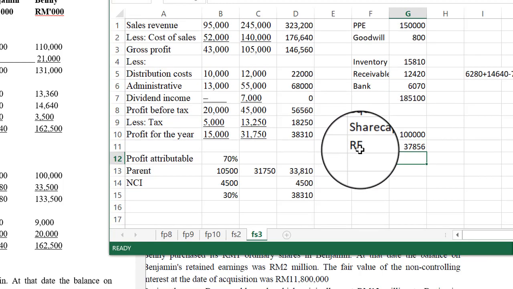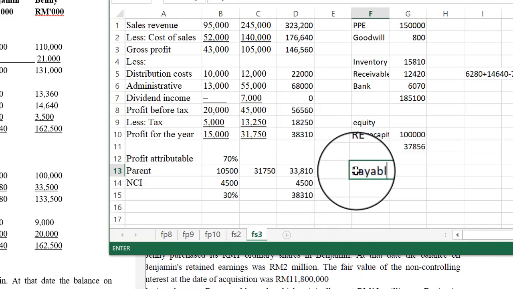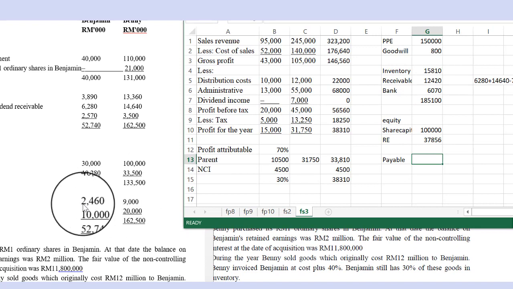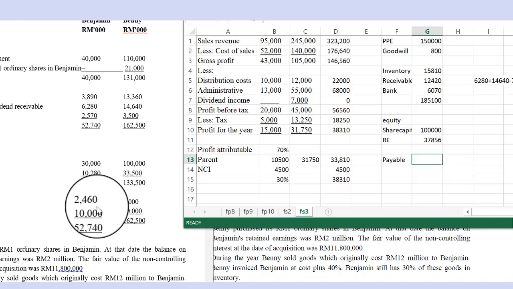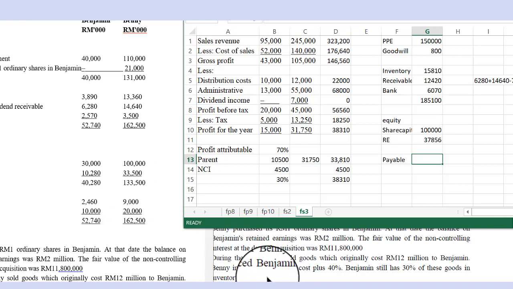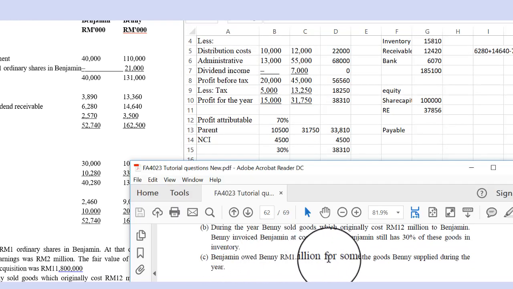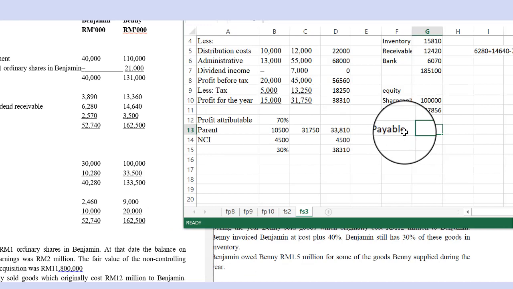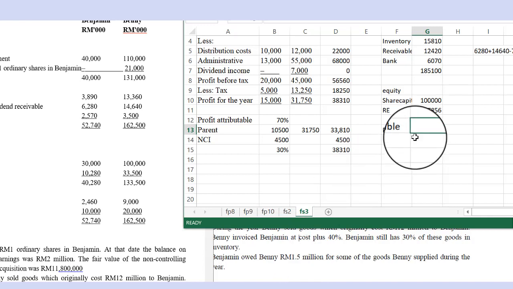Now after your retained earnings, then we will have our payables. Okay, your payables, if you look at this, you will have 9,000 and also 2,560. But then there is 1.5 million which is actually the intercompany transaction. This 1.5 million is actually intercompany debt. So it's already included here, so we have to minus it out. So 2460 plus 9,000 minus 1.5 million, you will be able to get 9960.